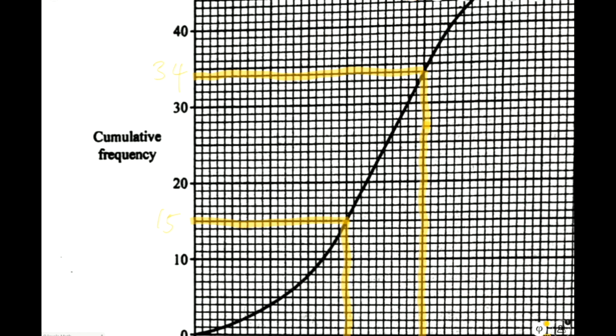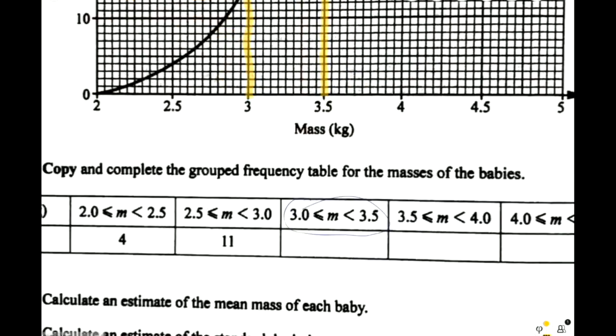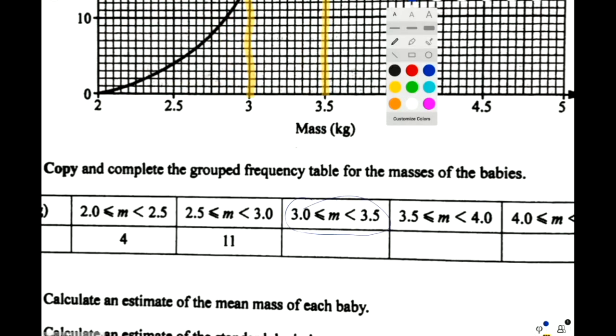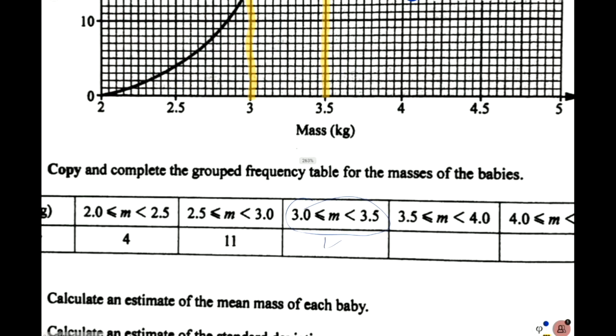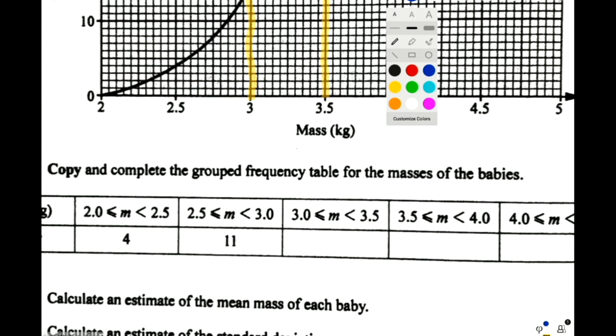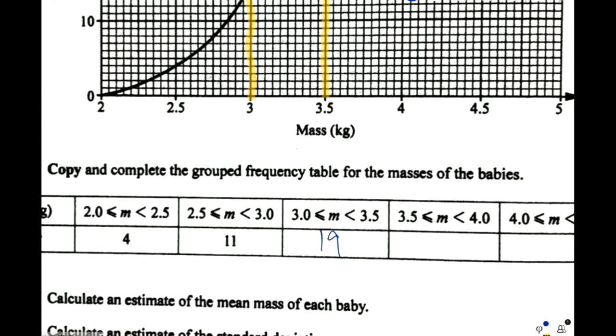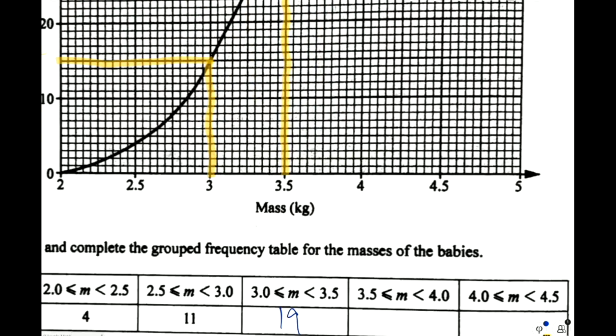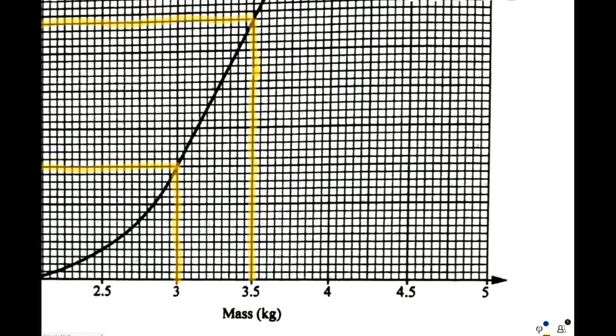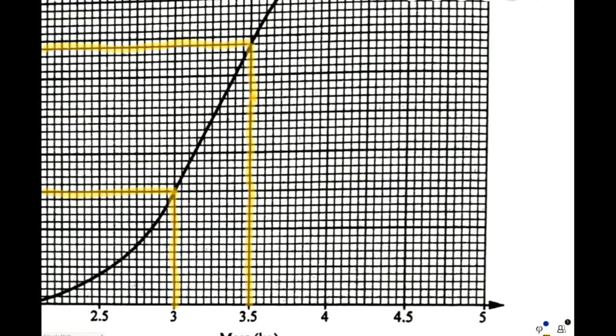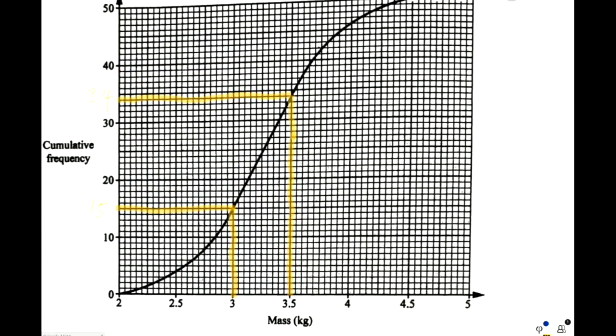19. Yeah. That means here we will fill in 19. Okay, so we fill in 19. Now the next one, 3.5 to 4, 4 to 4.5. Okay, might as well draw everything. 3.5 to 4.